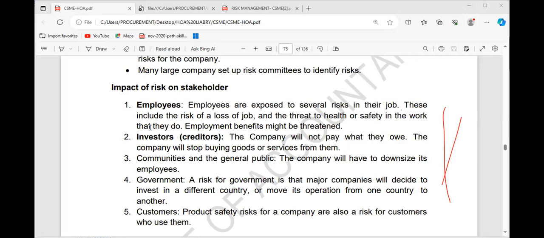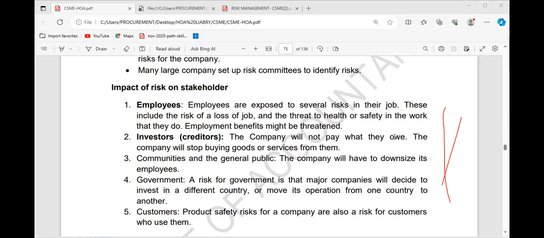So it might be the risk of losing their job or threats to health and safety in the work in which they work. Then investors, which means the company will not be able to pay the return to investors, those who invest in the organization. The purpose of investing is to get return. But in a case where the company is unable to have return, then they will start having problems. And then the investor will start having that risk of losing their investment.